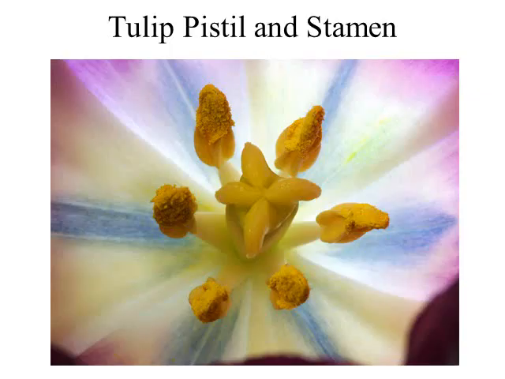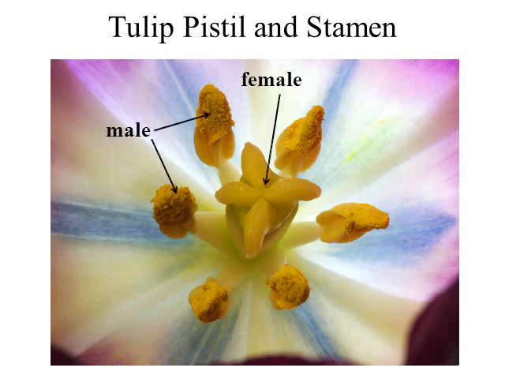So a moment ago I showed you male and female parts, but never really showed you how to distinguish the two. Well, here it is. Generally speaking, the male parts are on the outside, and the female parts are on the inside. And it kind of makes sense. If you surround the female parts with male parts, that increases the odds of getting pollen from the male to the female.